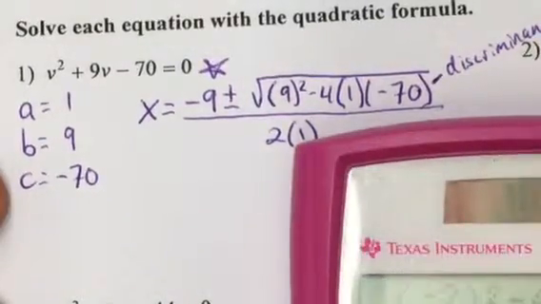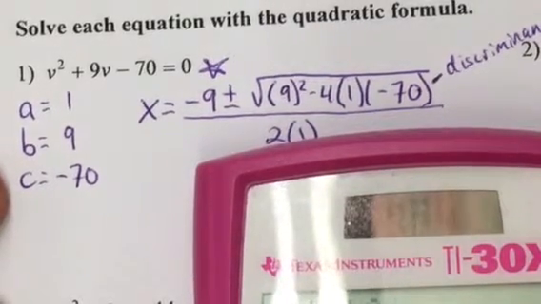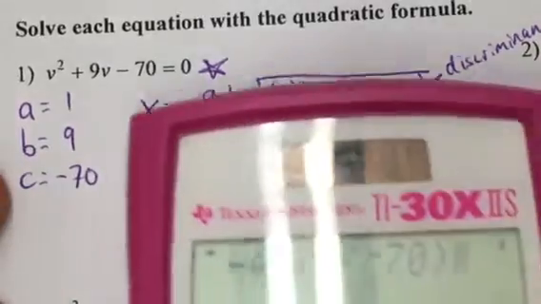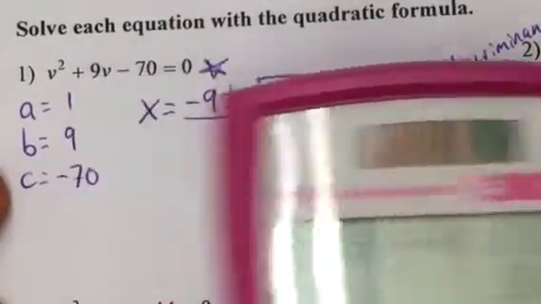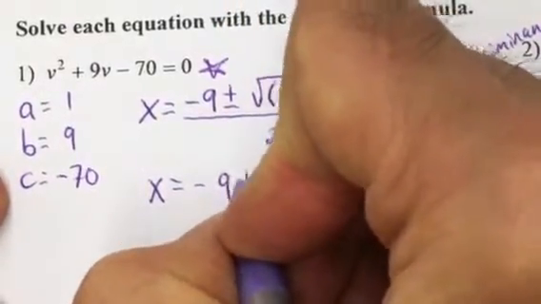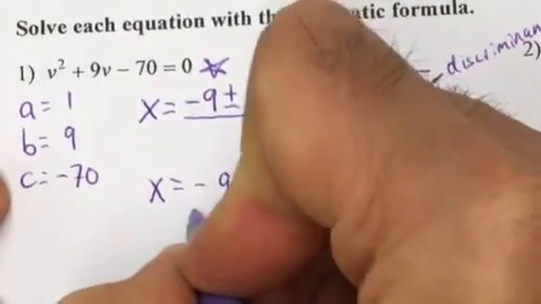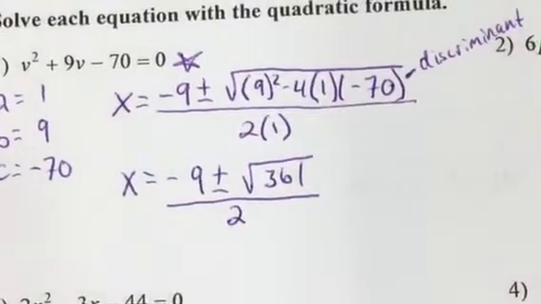So I'm going to figure out what the discriminant is first. 9 squared minus 4. I don't need the 1, but I can put it in there. And negative 70. Make sure you're using the negative button, not the minus button. 361. So x equals negative 9 plus or minus the square root of 361 all over 2. That's where we're at.